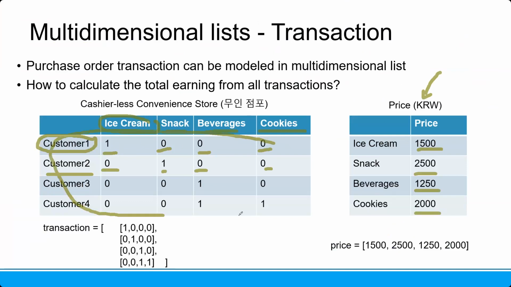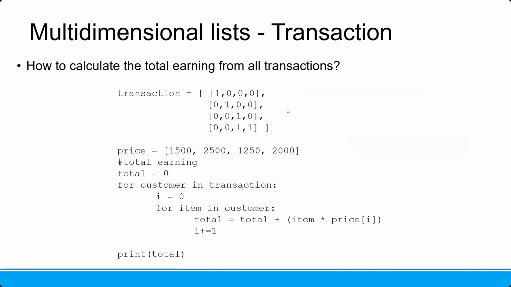Then can you calculate how much income you get from those customers? We can do it with the multi-dimensional list. So I give this solution. Yeah, you can try.